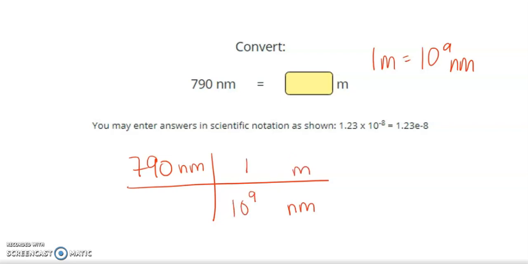1 meter has 10 to the 9th nanometers. We're going to multiply across the top, divide by the bottom. 790 times 1, divide by 10 to the 9th. And that's going to give you 7.9 times 10 to the negative 7 meters. The way you're going to type that in is you're going to do 7.9 e negative 7, and that's how to type it in and show it's times 10 to the negative 7.